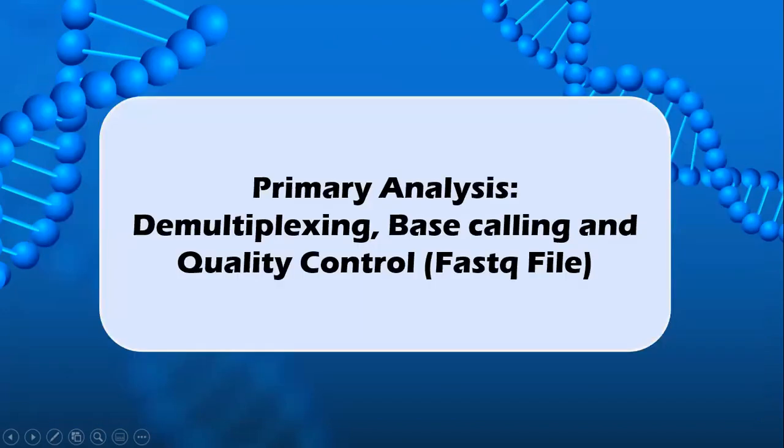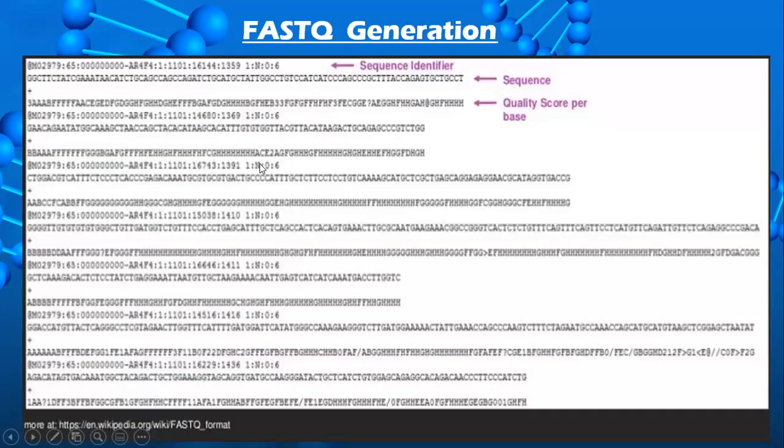So coming to primary analysis, which involves demultiplexing, base calling, and quality control, the generation of a FASTQ file. Here, I'm coming to the FASTQ generation. Each sequencing platform can generate data in particular formats. For instance, Illumina generates FASTQ data, and Roche generates FNA and QUAL files, whereas Nanopore generates FAST5 files.